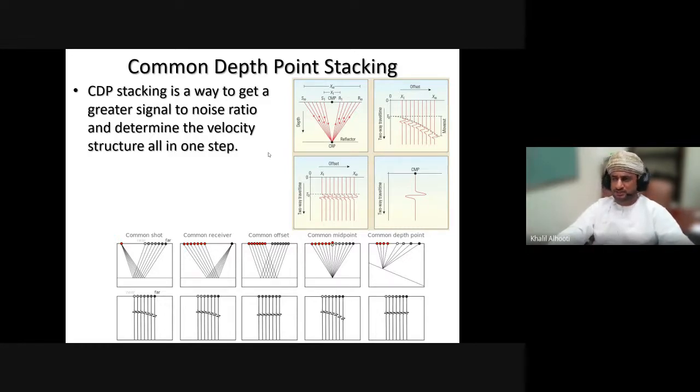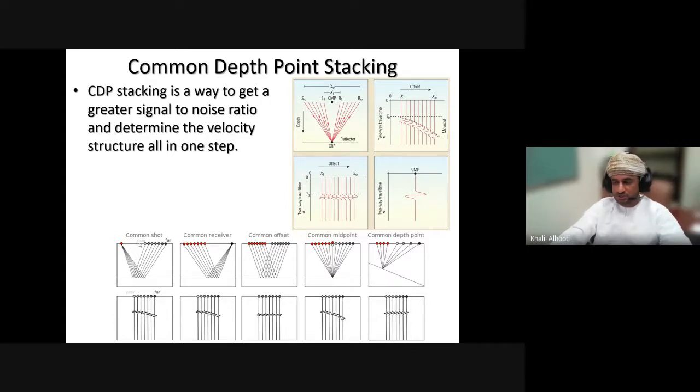So there are different gathers. When we stack data, we should be in what we call a common midpoint. This is a common midpoint gather. So for such gathers, if I have a source, one point, and many receivers recording the energy from this source, that's called common shot. These receivers are getting data from the same shot. This is called common shot.